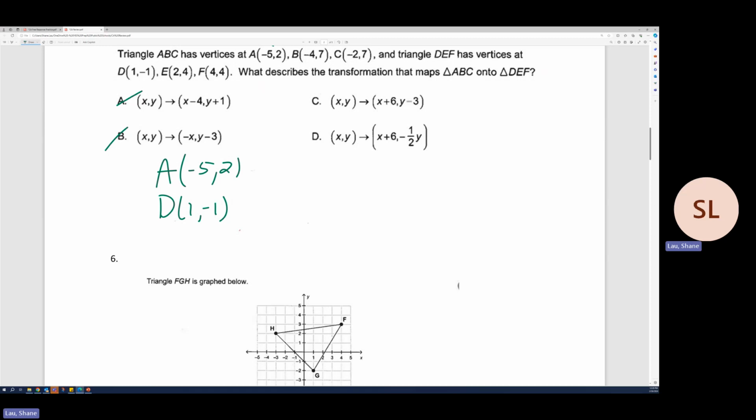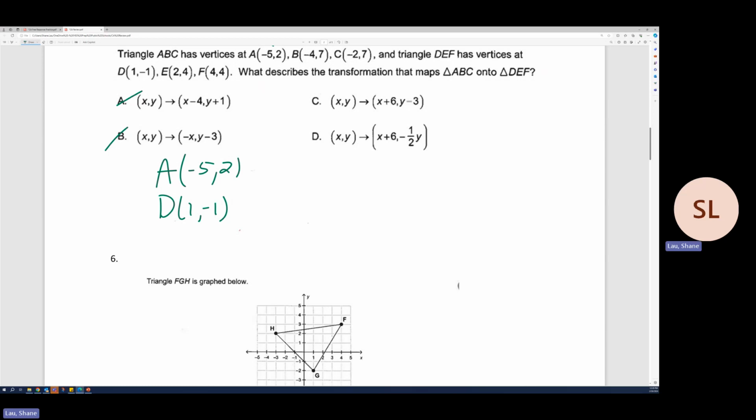And so I look at this. I say C says y minus 3 is my rule. Well, if I subtract 3 from the y of A, 2 minus 3 is -1, so that is correct for D. But be careful here, right? Look at D again. -1/2 of y. If I multiply 2 by -1/2, then I also get -1. So a couple things could be true at the same time.